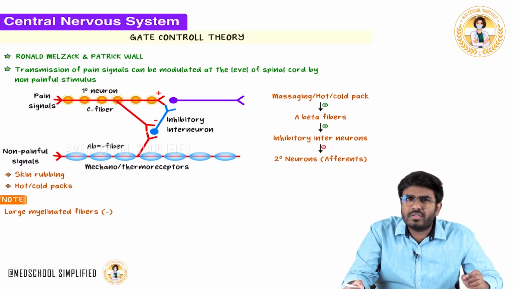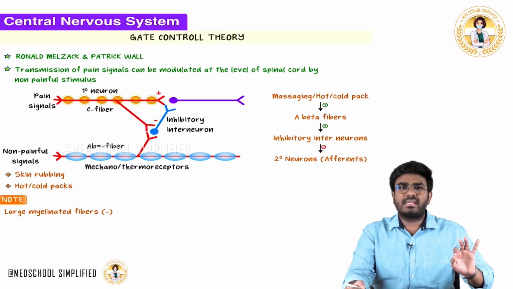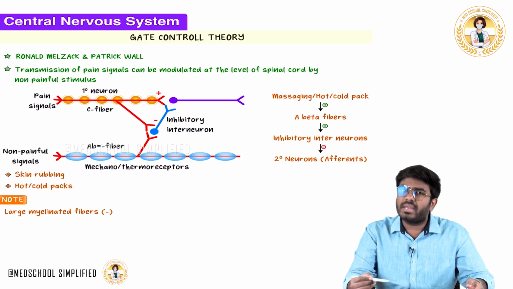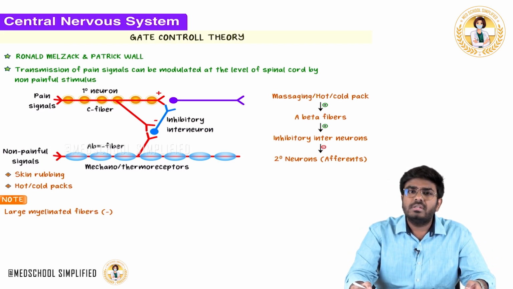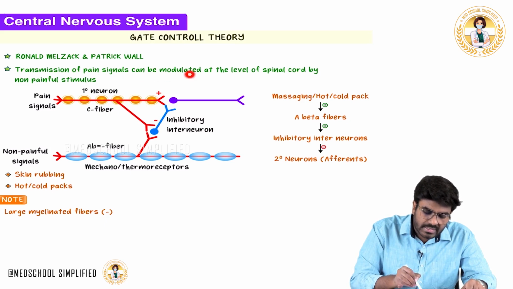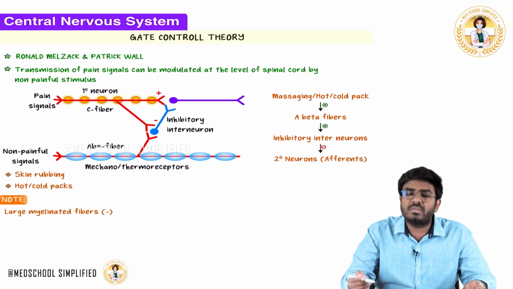At the level of spinal cord, which neurons are starting? Second order neurons. So, in brief, we can say you can inhibit the second order neurons. If you can inhibit the second order neurons, the pain signals are not going to the thalamus. So the person cannot feel the pain, or you can decrease the intensity of pain. So, the transmission of pain signals can be modulated at the level of spinal cord by a non-painful stimulus.